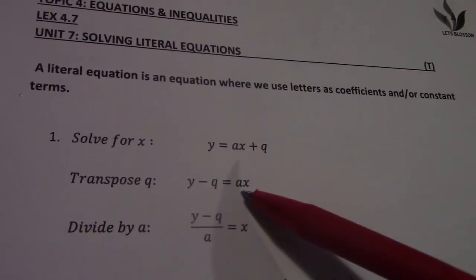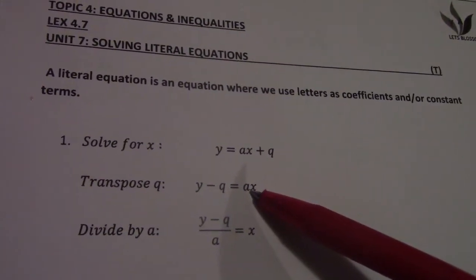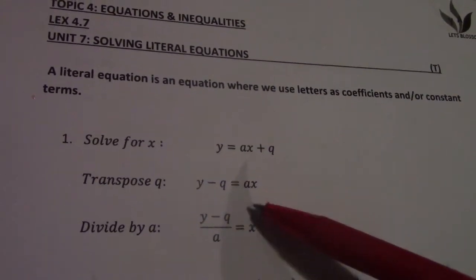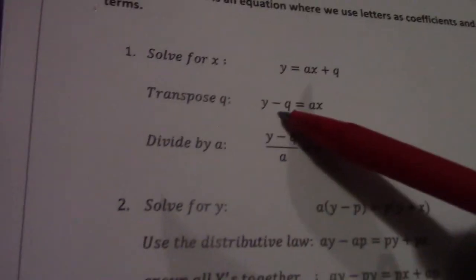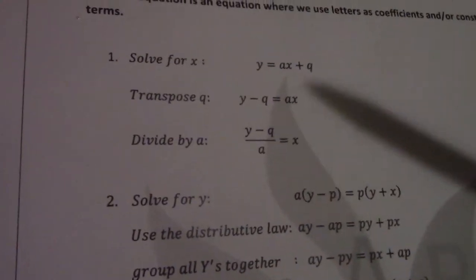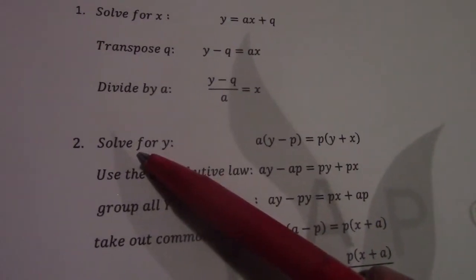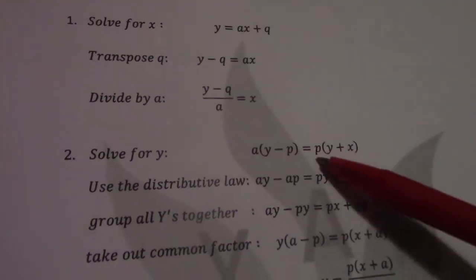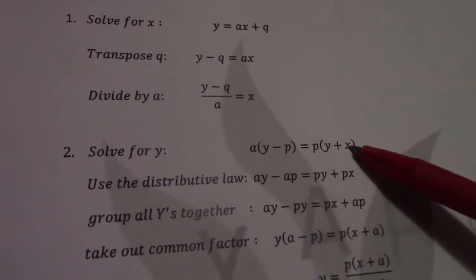And then remember, we always divide by whatever's in front of x, or the coefficient of x. So here ax divided by a would become x, and that becomes y minus q over a. Alright? We can also go further and say solve for y. So here you see I have a times (y minus p), and I have p times (y plus x).